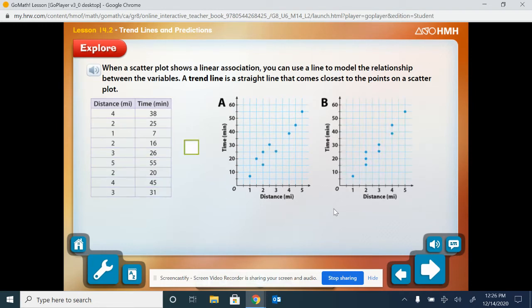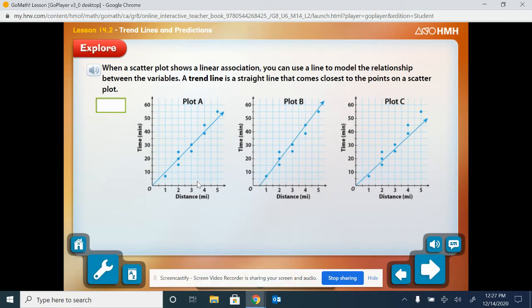Now identify which scatter plot correctly represents the data in the table. So one point that stands out is this one, which is 1.5. See, and there's no 1.5 right here. So I think it's going to be B. That's right. Plot B correctly represents the data in the table.